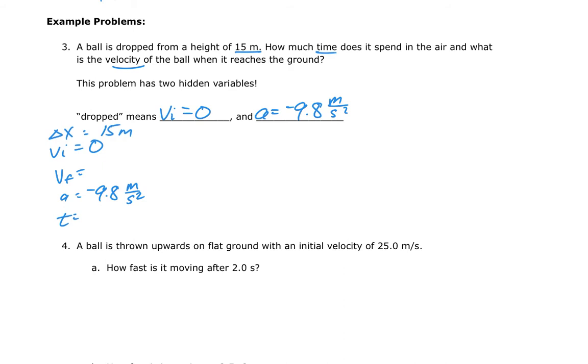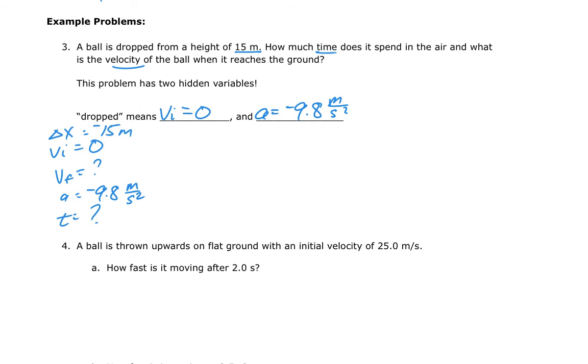So because the ball is going down, we're dropping it, we know that that delta x has to be negative. Now I know my final velocity is a question mark, my time is a question mark. So now I can go ahead and figure out which equation. Remember, I have three kinematics equations: my position equation, my acceleration equation, and my timeless equation. I have to find time and I have to find the final velocity.